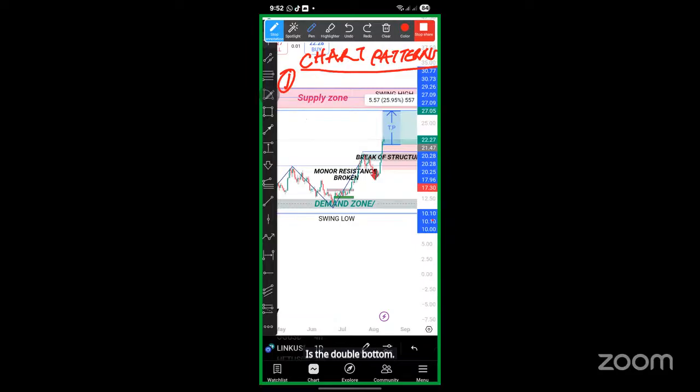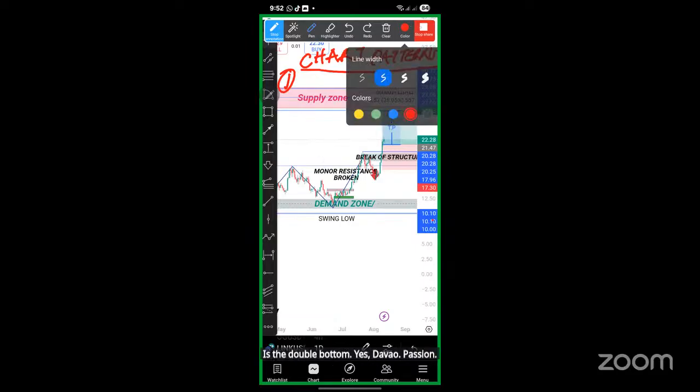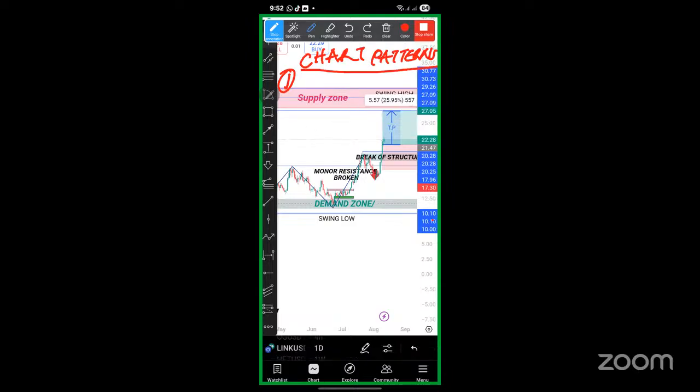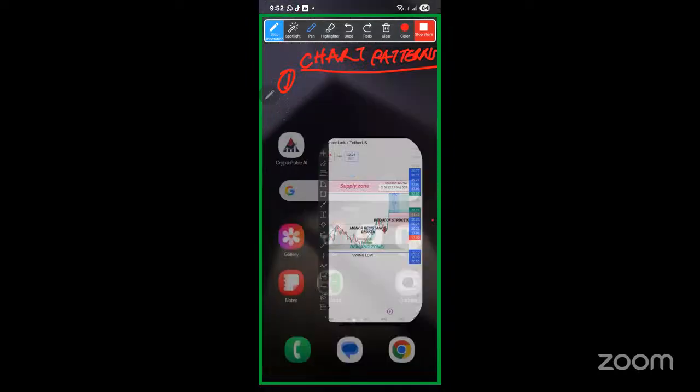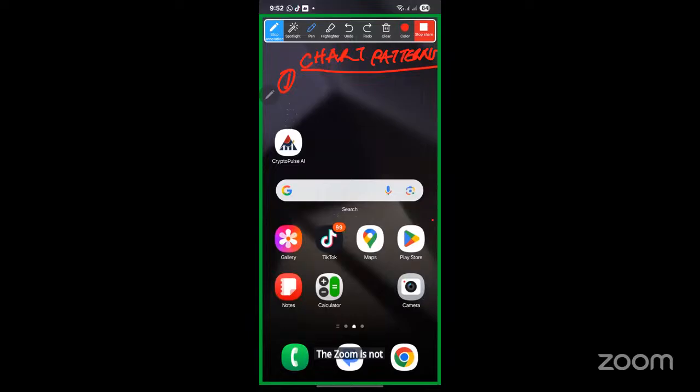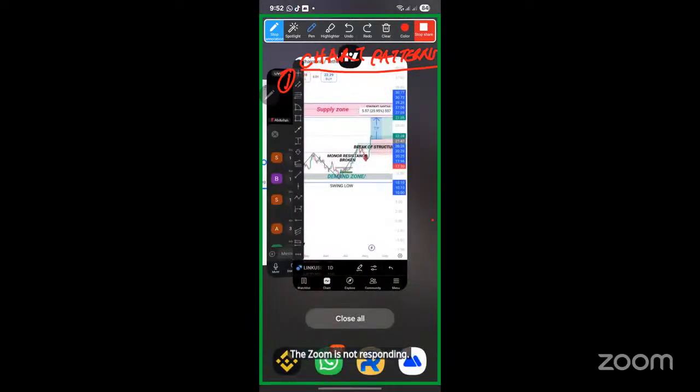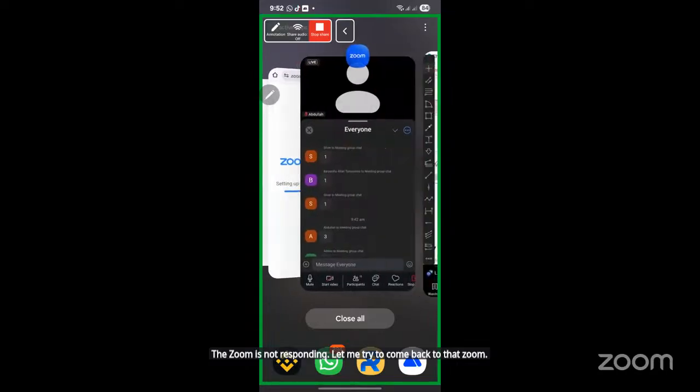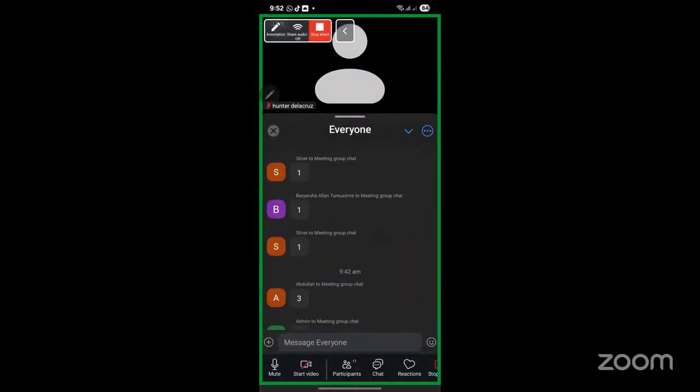Yes, double bottom. What's wrong? Zoom is not responding. Let me try to come back to the Zoom.